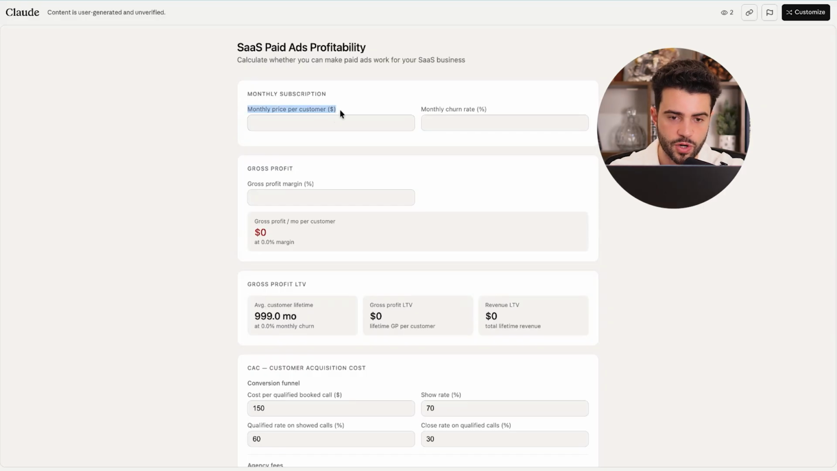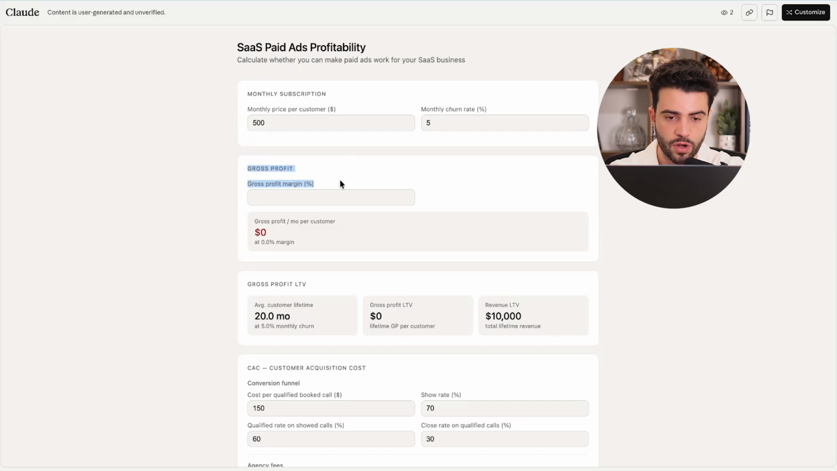So first things first, we want to understand your monthly price per customer. So let's go through some examples here. Let's say you have a $500 SaaS, and let's say your monthly churn rate is 5%. Now, if your churn rate is 10% or 15%, obviously it's going to be way harder for you to run paid ads. The bigger your churn rate, the more difficult it is to get a return on your investment from what you're paying in terms of CAC.